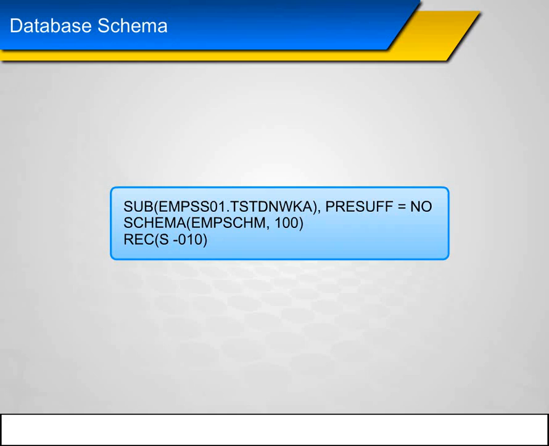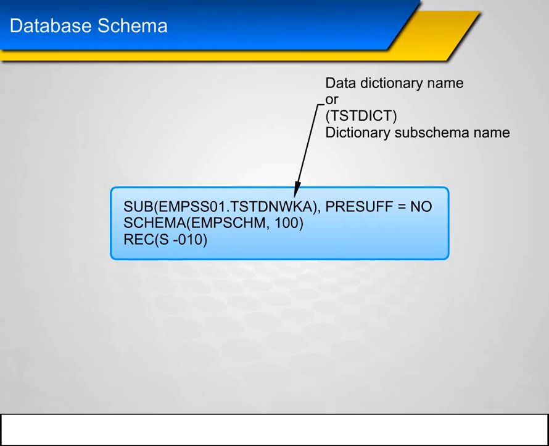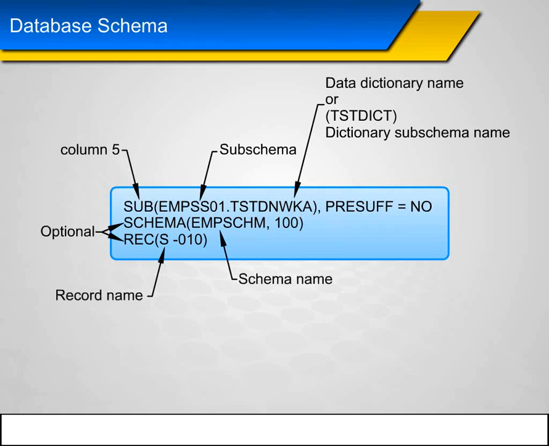SUB EMP SS01.TSTDNWKA, PREF-SUFF equal to NO, SCHEMA EMPSCHM, 100 REC S010, data dictionary name TSTDICT, dictionary subschema name, subschema column 5, optional, record name, schema name, schema version.